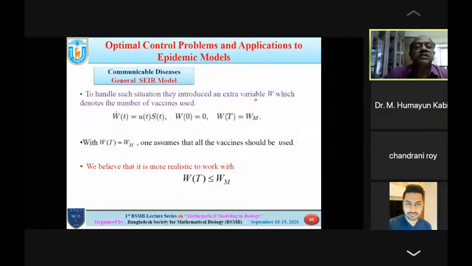To handle this type of isoperimetric constraint is very easy. She considered an extra state variable W, and when you add an additional state variable, it immediately goes into our dynamics and our objective function, so there is nothing new here. The important thing is the terminal time, capital T, which here is the vaccination program, like 20 years. At the terminal time, she set W equal to M. That means all the vaccine should be used. In our sense, it looks more realistic to use the condition that the vaccine used at the terminal time is less than or equal to M.